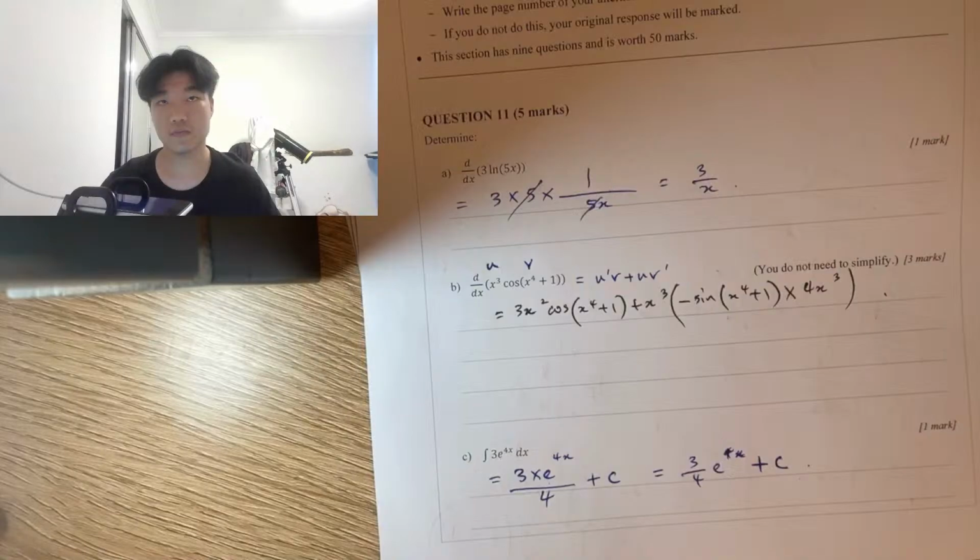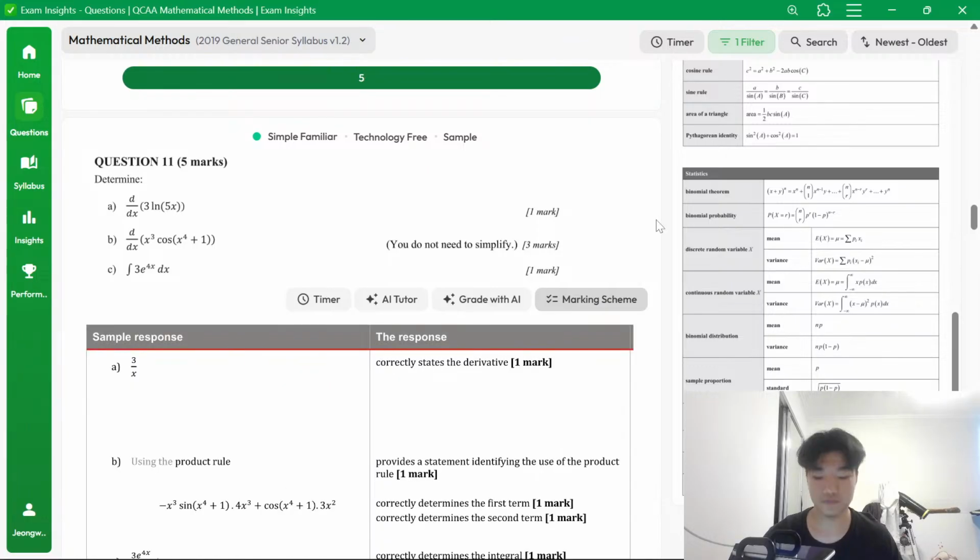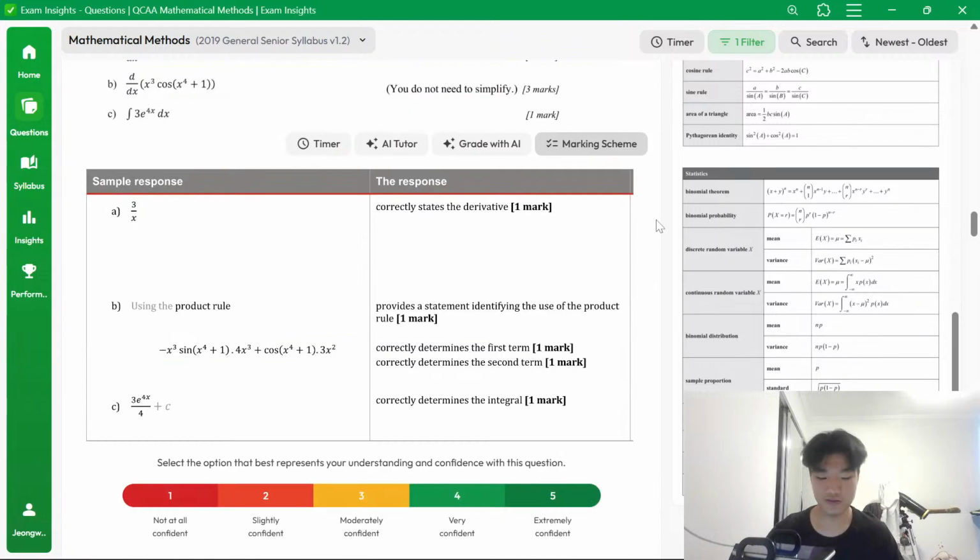Okay, so I believe that's it. Let's see the marking guide. Correctly states derivative, it's just 3 of x. Yep, we get a mark for that. Using the product rule. Okay, so they did it in the opposite direction to what I did.